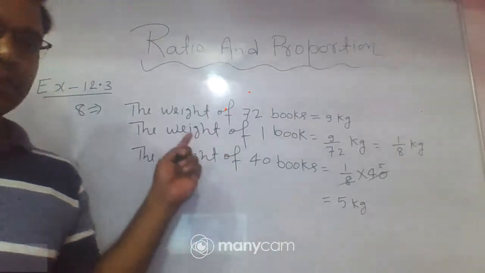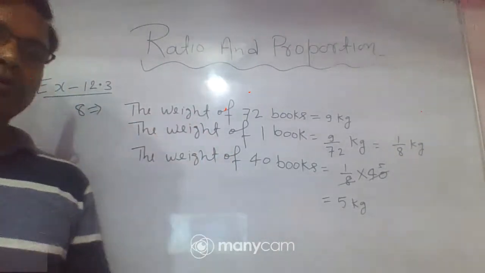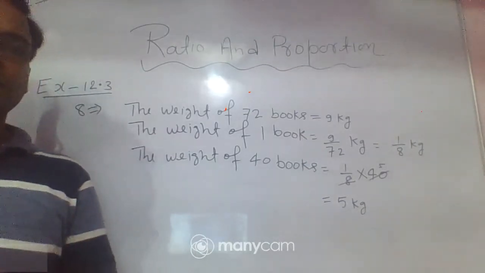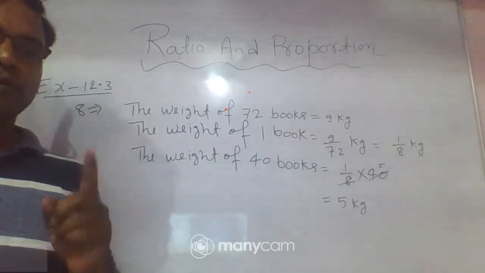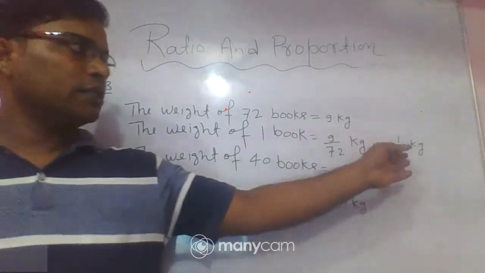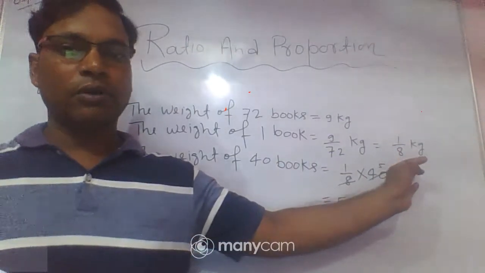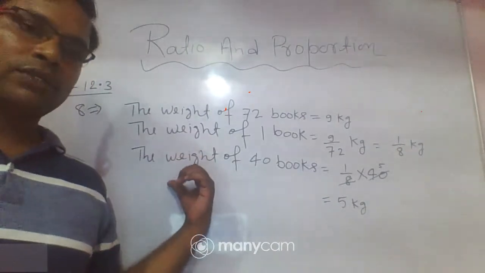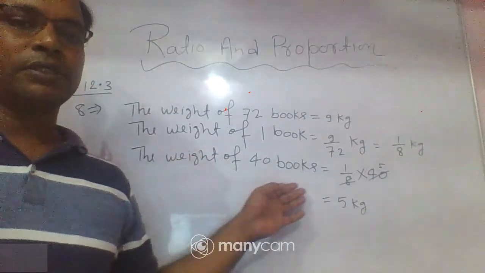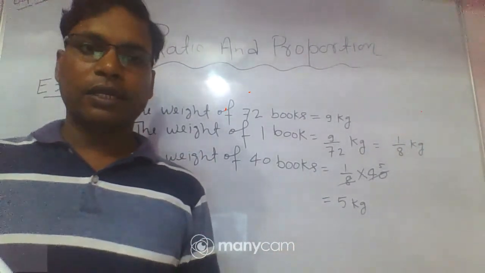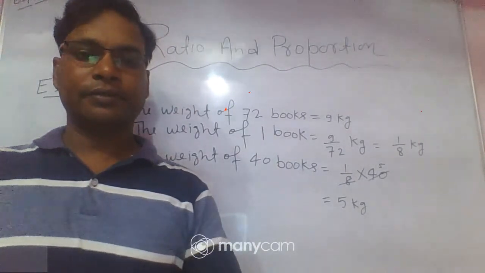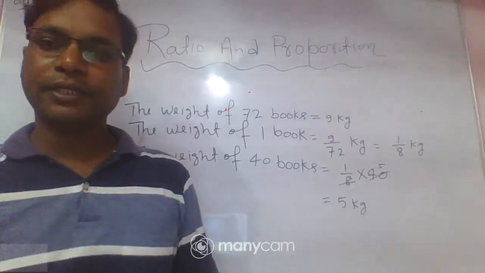So first we find the weight of one book. After this we find the weight of 40 books. Here, given the weight of 72 books is 9 kg, so we very easily find the weight of one book is 1 by 8 kg. So we also find the weight of 40 books is 5 kg.